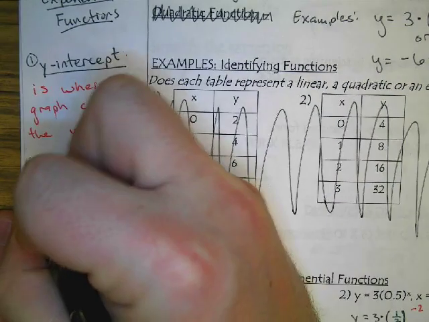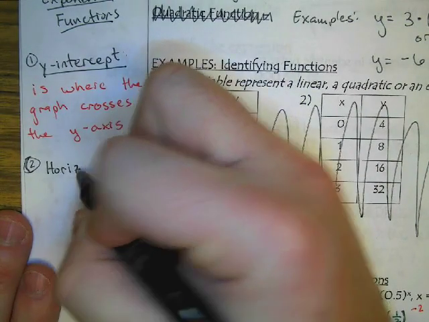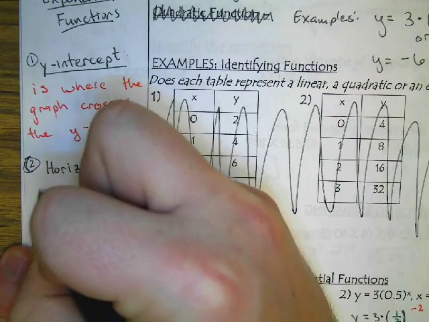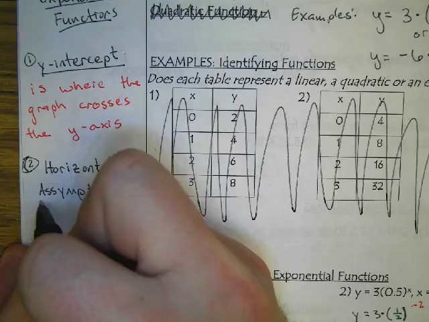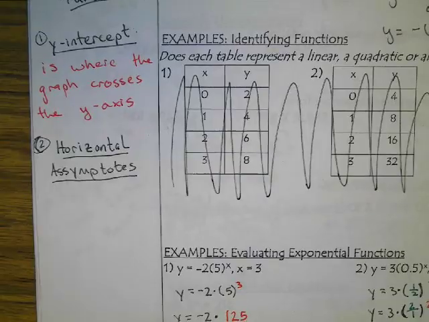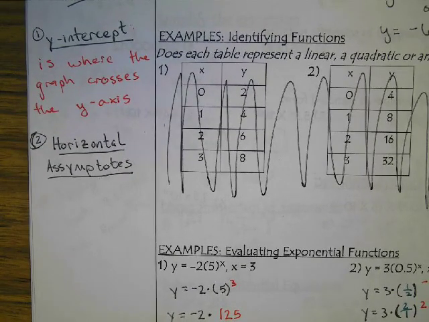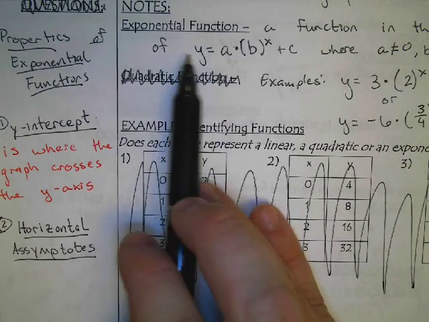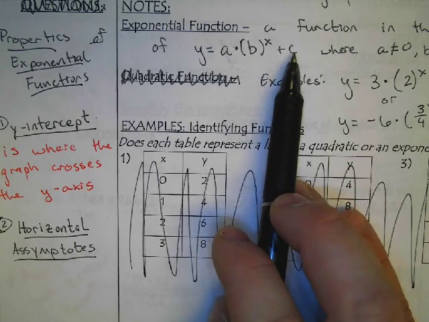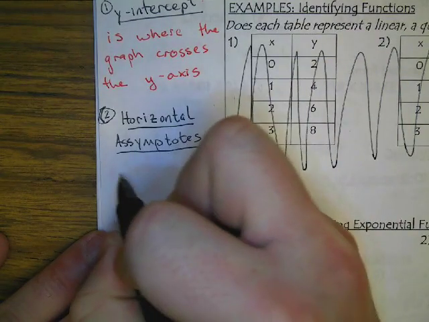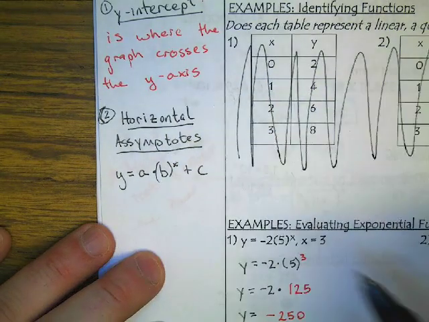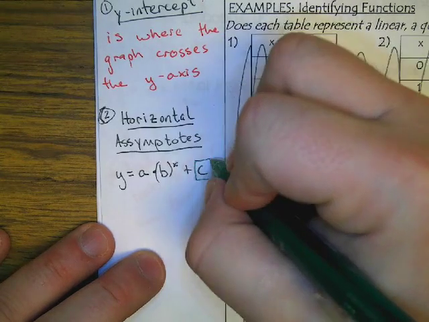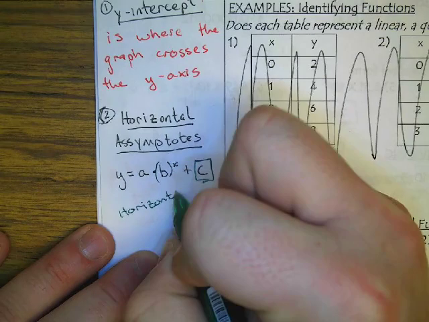The second thing I'd like to talk about is horizontal asymptotes. Now, when we're looking at that given formula for our exponential function, y equals a times b to the x plus c, the horizontal asymptote is always this c value. The c value right here is the horizontal asymptote.